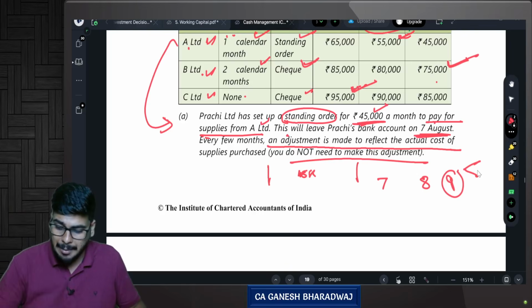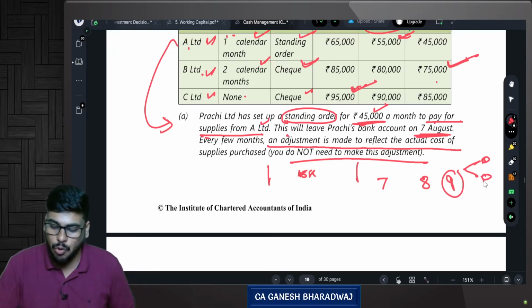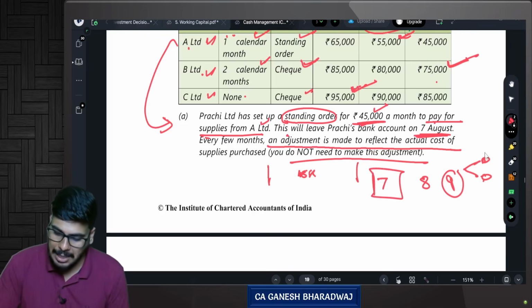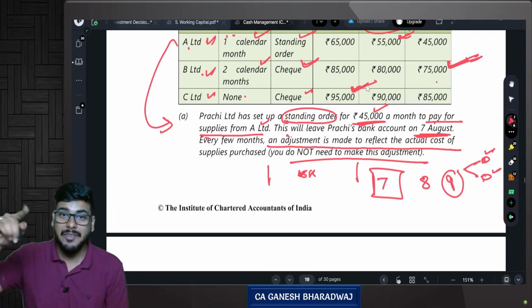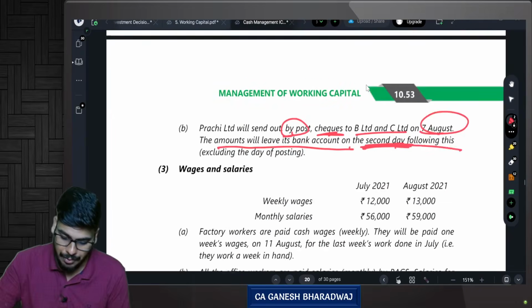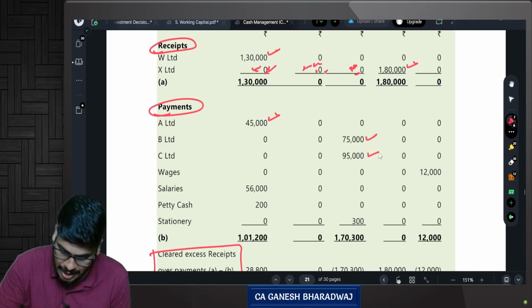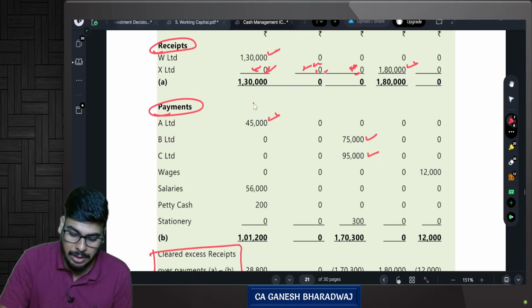These two amounts will be debited only on 9th. That is, it will reduce from my bank balance only on 9th. So I will issue the check on 7th, but these amounts, 75,000 and 95,000 respectively, will be reduced from my bank only on 9th. Are you clear with this? So on 9th, 75,000 and 95,000 is a payment that we are making, but this was initiated on what? On 7th.